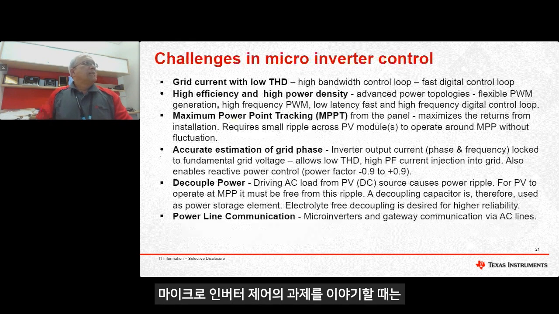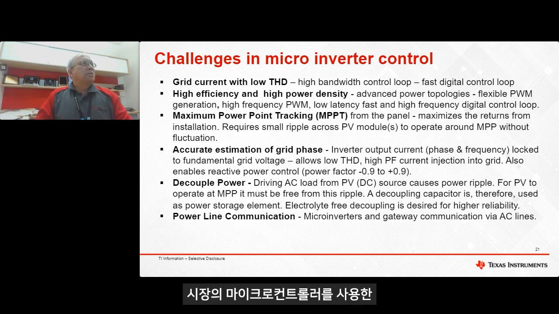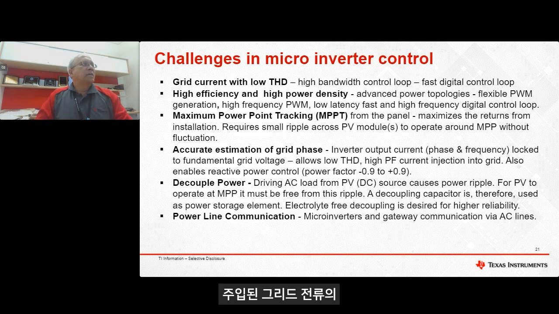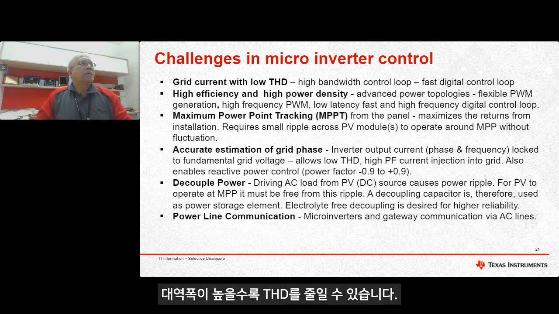So the challenges in microinverter control, we're talking about digital implementation using available microcontrollers in the market. The first goal of a microinverter is to achieve very low THD grid current. Grid current injected should have very low THD. That requires high bandwidth current loop control. With higher bandwidth, you can reduce the THD.